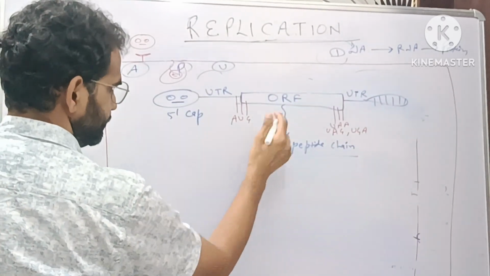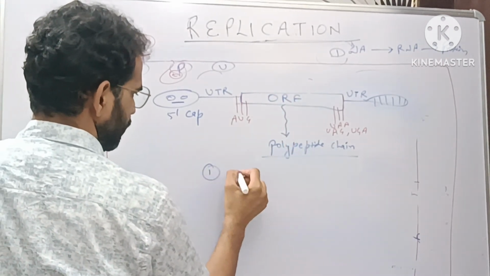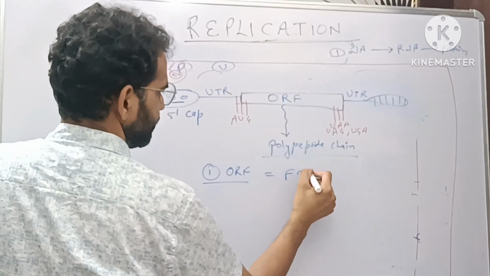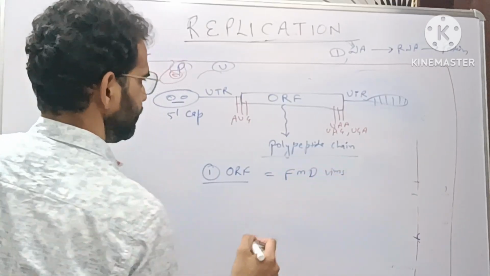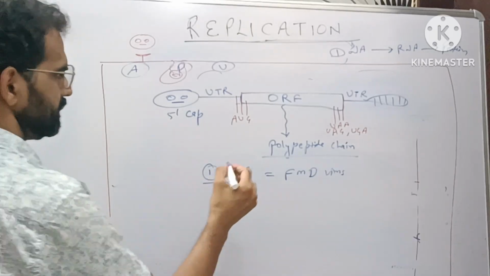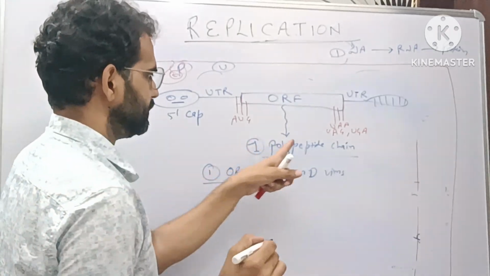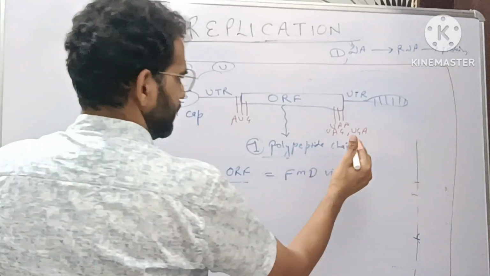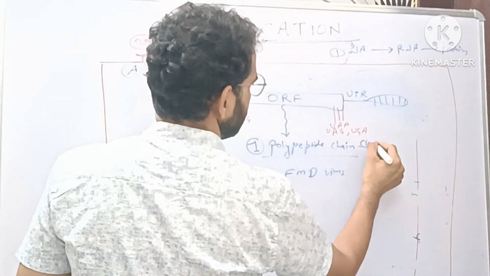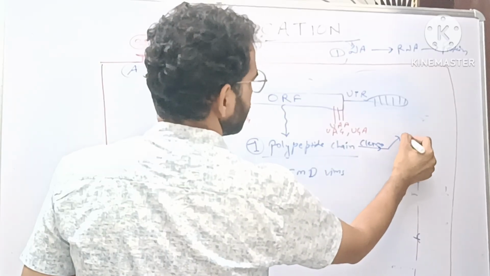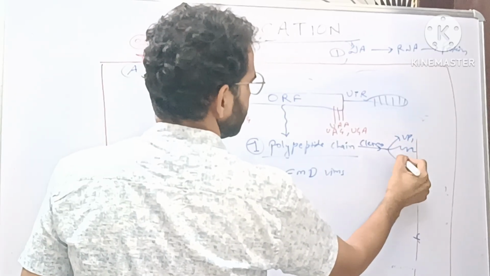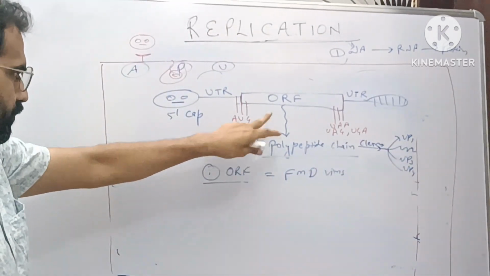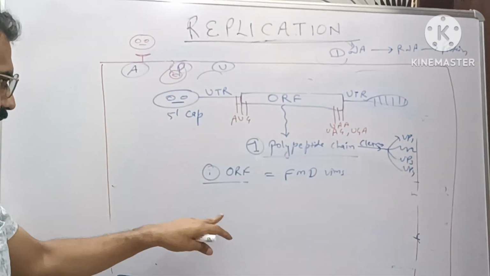Some viruses have one open reading frame. An example is the FMD virus. So FMD virus synthesizes one polypeptide chain from one ORF. That will further undergo cleavage to form proteins like VP1, VP2, VP3, VP4. So one ORF forms one polypeptide.